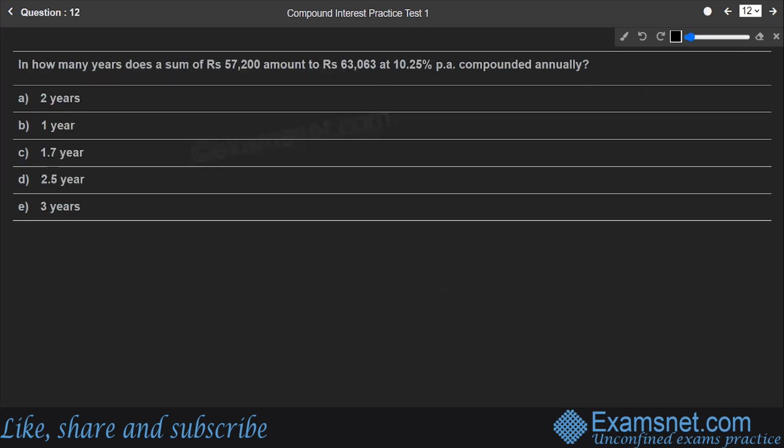Okay. In how many years does a sum rupees 57,200 amount to 63,063 at 10.25% per annum compounded annually? Now, the principal value is given. Principal value is giving out to be 57,200. The final value is given out to be 63,063. Rate of interest value is giving out to be 10.25%. Okay, compounded annually. We are supposed to find out the time value. So the time value is unknown. So we have a simple formula for amount. We're going to use that again.